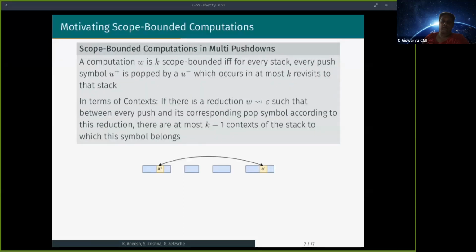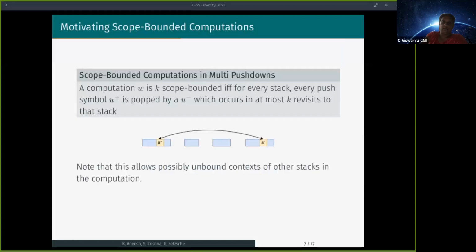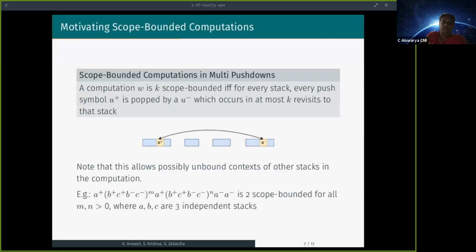In terms of contexts, there is a reduction of the computation to an empty word such that between every push and its corresponding pop symbol, according to this reduction, there are at most k-1 contexts of the stack to which this operation belongs. In the case of our diagram, the computation is 3 scope bounded. Observe that this describes a potentially long-range property of the word. For example, the computation shown on the slide is 2 scope bounded for all m and n greater than 0, where a, b, and c are 3 independent stacks.